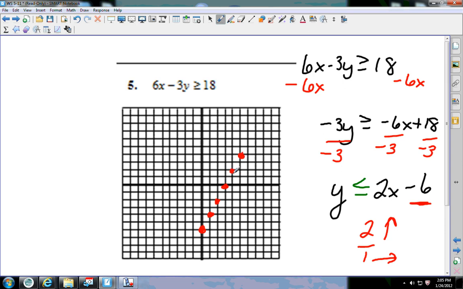Now, if I want to draw my line, it has an equal to bar, so that means it's going to be a solid line. So I'm going to draw my solid line. This boundary line means that everything on this line is a solution. This symbol, because we divided by a negative, it flipped it over. Now it's less than, so we need to shade below. So I will go to my boundary line and draw a line down. Everything below this line is a solution.